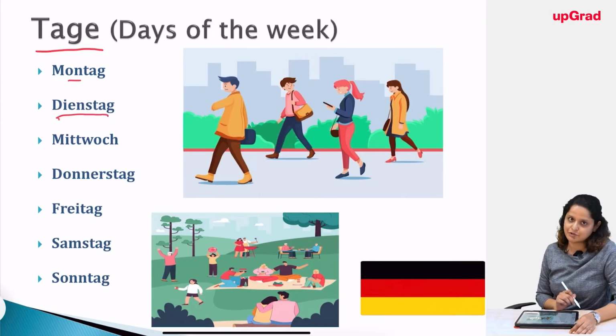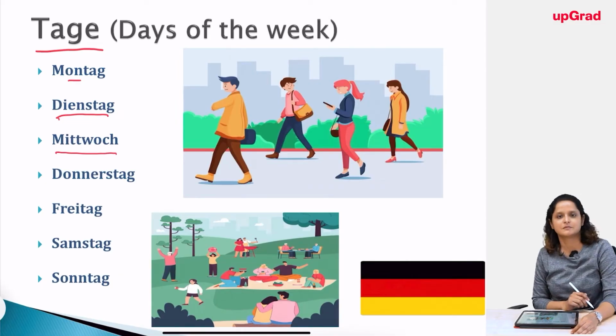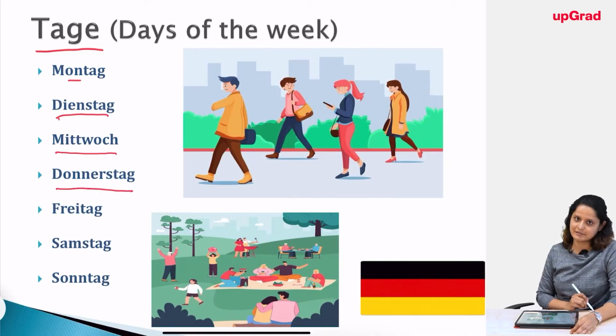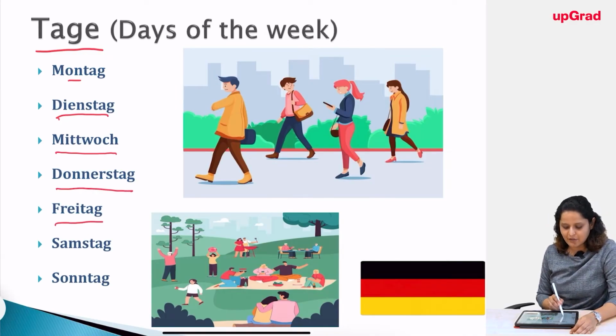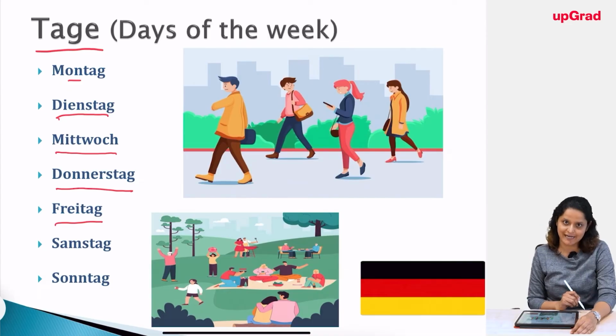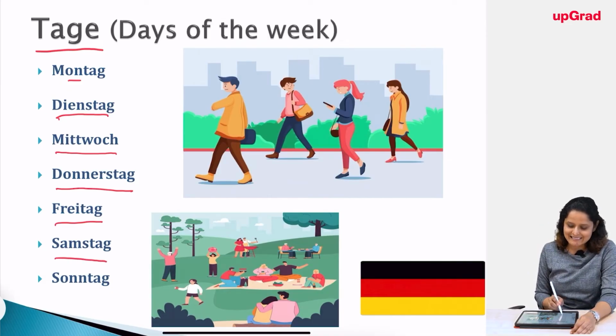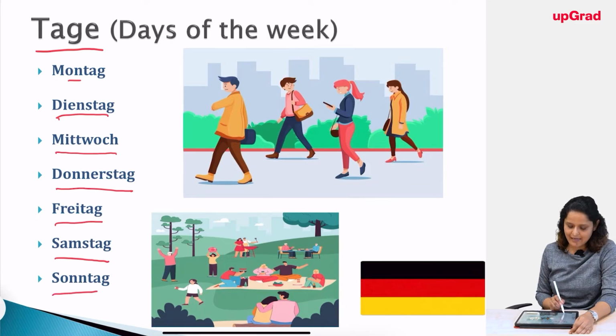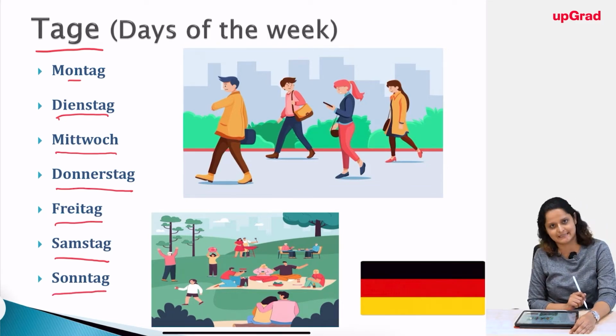Dienstag, which is Tuesday, Mittwoch, which is Wednesday, Donnerstag, which is Thursday, Freitag, which is Friday, Samstag, which is Saturday, and Sonntag, which is Sunday.